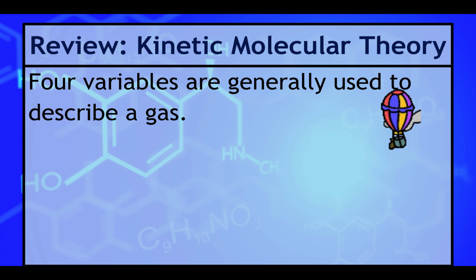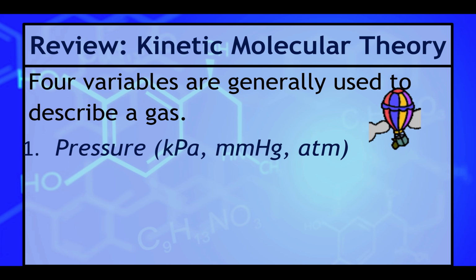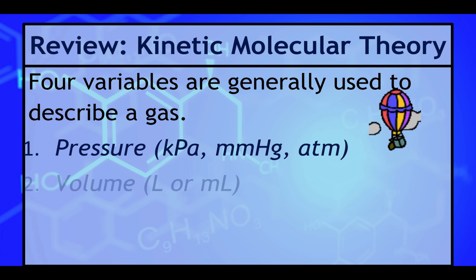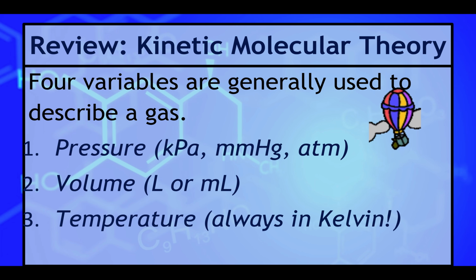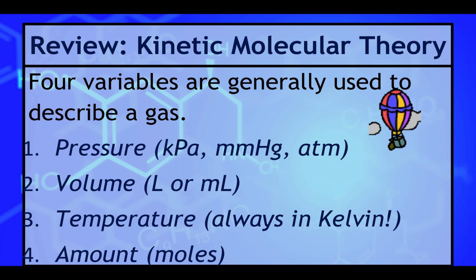There are 4 variables that are generally used to describe a gas. They are pressure, and we're going to measure those in kilopascals, millimeters of mercury, or torr, and atmospheres. Volume, we're going to be using liters or milliliters. Temperature will always be in Kelvin. Whenever you think gases, think Kelvin. And the 4th one is the amount of moles, or the number of particles.